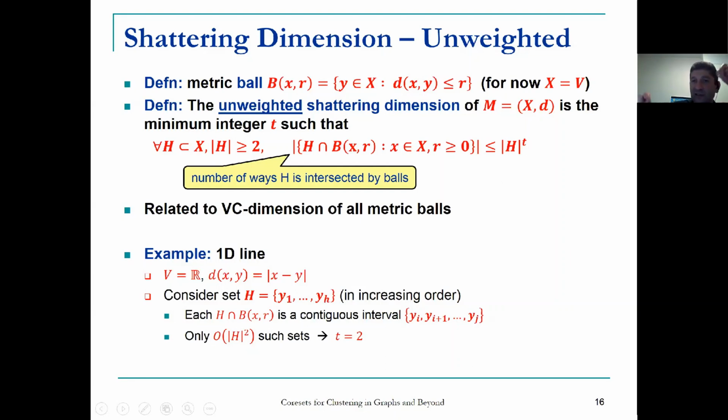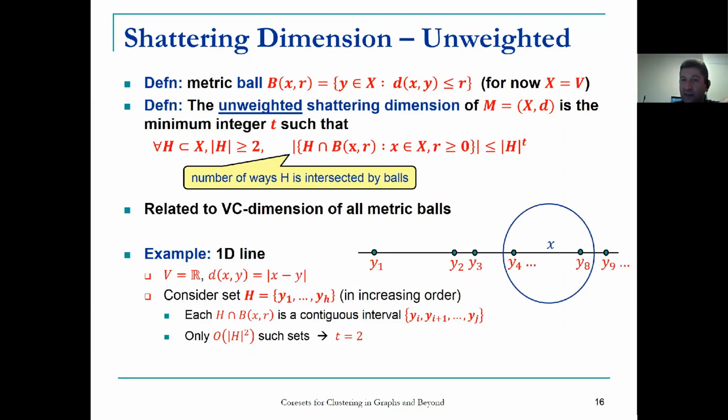So if the shattering dimension is 2, it means that you only have H squared many such patterns. And this happens, for example, in a one-dimensional line, because when you intersect it with a ball, you get a sub-interval. The sub-interval is characterized by 2 points. So it's basically the number of points in H, choose 2. That's the total number of patterns you can get by intersection with balls. This is the unweighted, the easy version of shattering dimension.